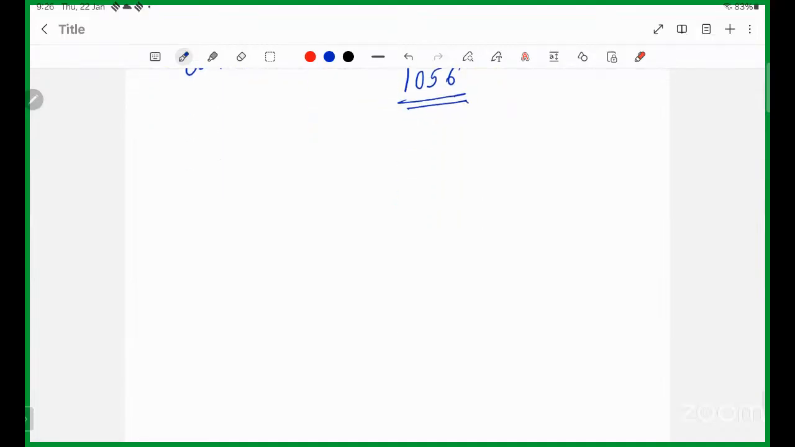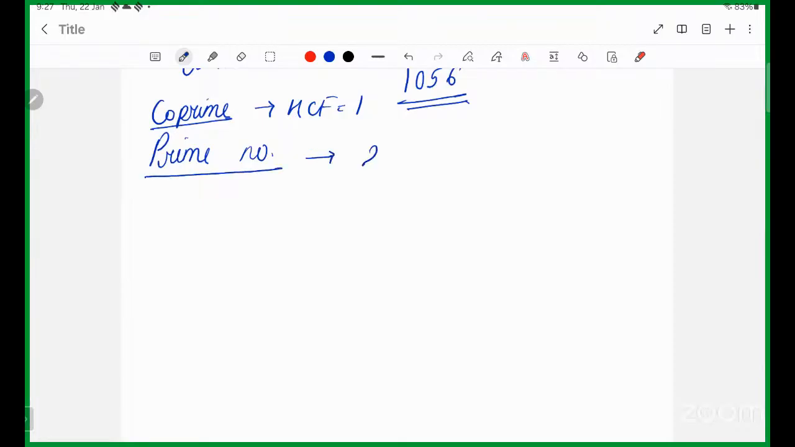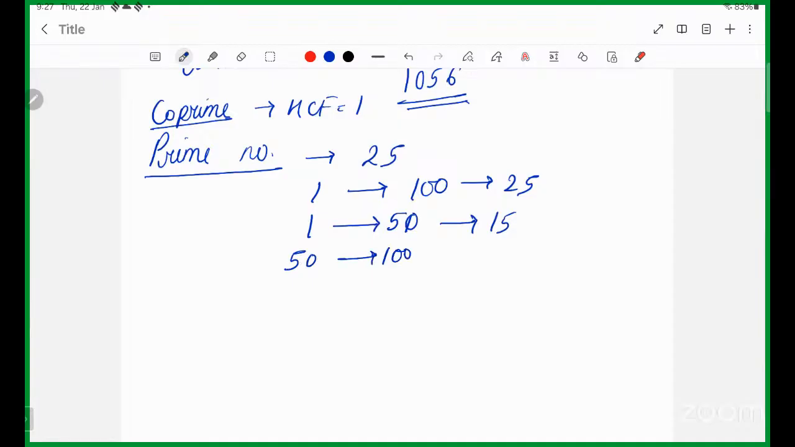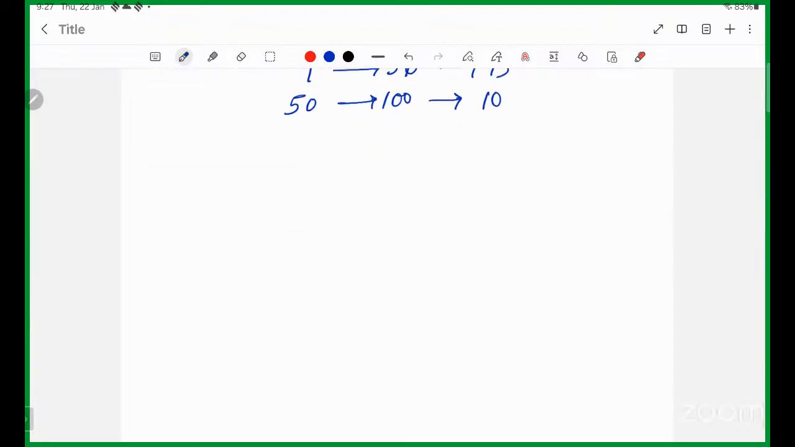Okay. Remember what are co-prime numbers? Co-prime numbers are numbers whose HCF is 1, and prime numbers. There are total 25 prime numbers from 1 to 100. From 1 to 50, there are 15 prime numbers. And from 50 to 100, there are total 10 prime numbers.